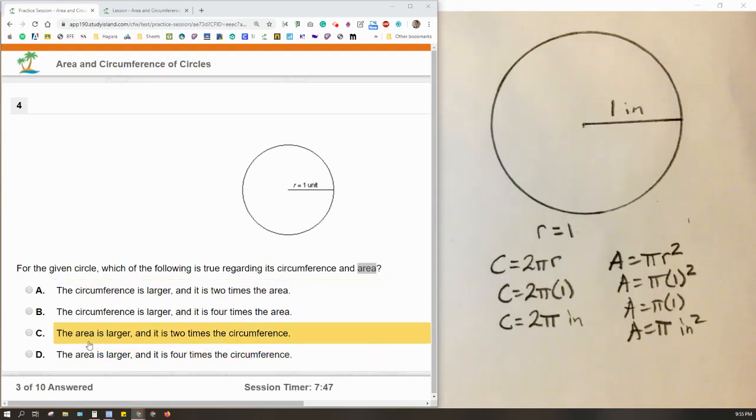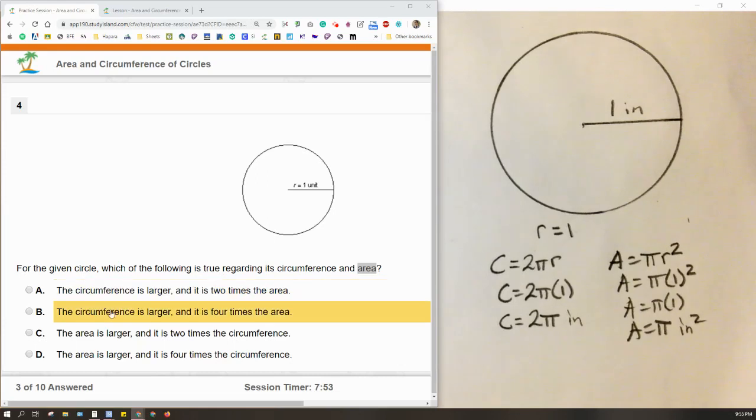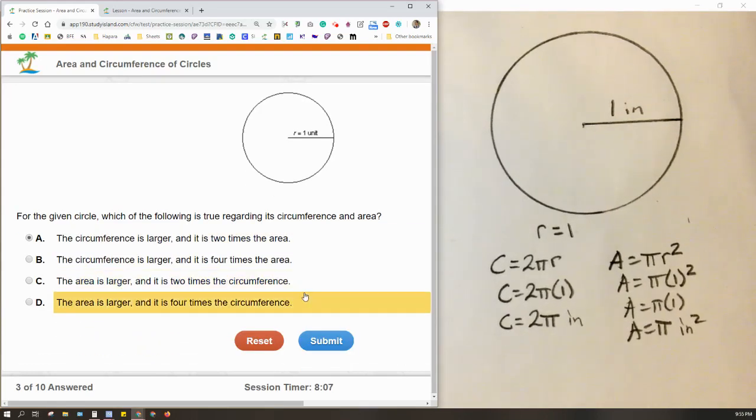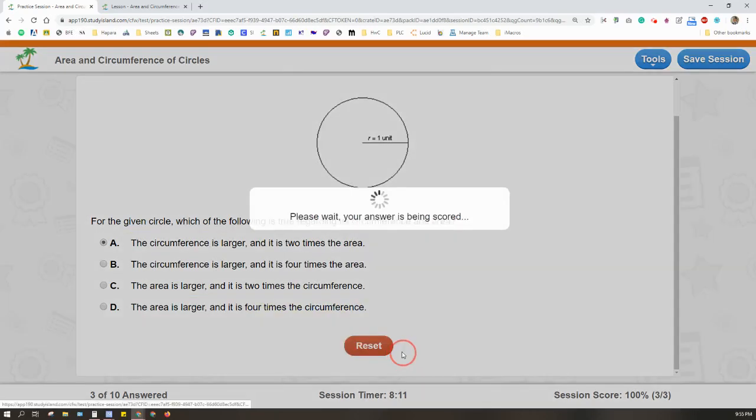C and D say the area is larger. Those are wrong. So it's either A or B. The circumference is larger and it's 2 times the area, or the circumference is larger and it's 4 times the area. It literally says 2 pi to 1 pi. It's pi times 2. So it's 2 times the area. Area is 1 pi, double that, you get 2 pi. The circumference is larger, and it's 2 times the area. Okay. Next one, number 5.